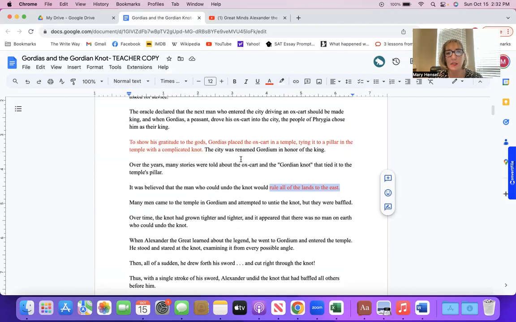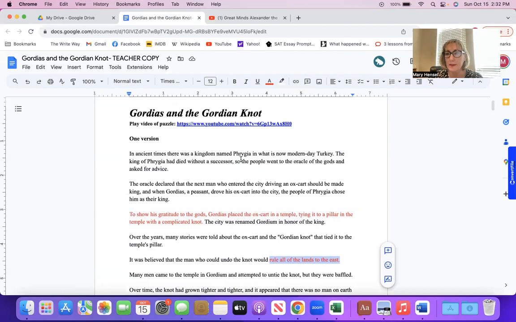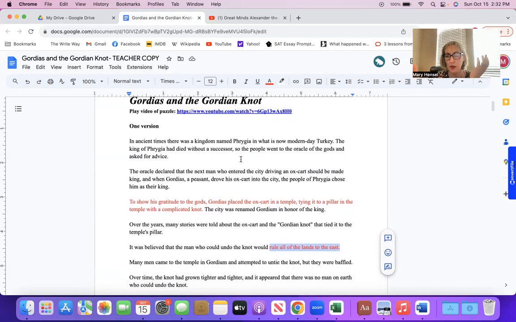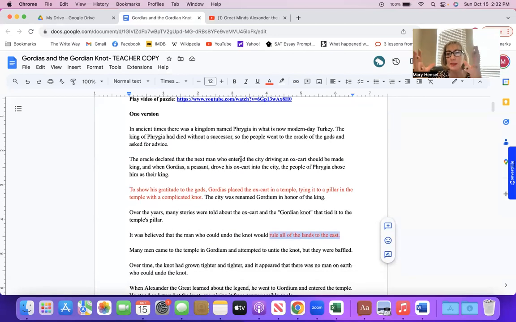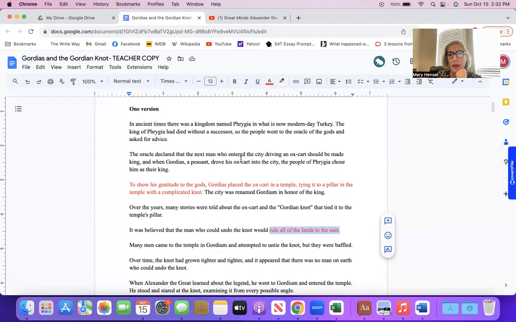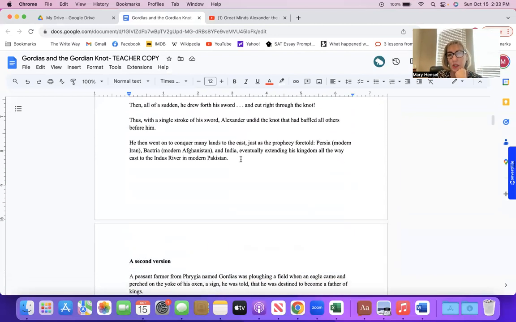Okay, so first things first, lucky guy, a peasant, just happened to be in the right place at the right time. Or was he? The sun coming in through my window there. He, in honor to the gods, tied the ox cart with a rope in a complicated knot, Gordias himself. Remember, this is in the center of the temple. So if it's in the center of the temple and it's outside, it's going to, over the ravages of time, the weathering, it's going to get changed a little bit.